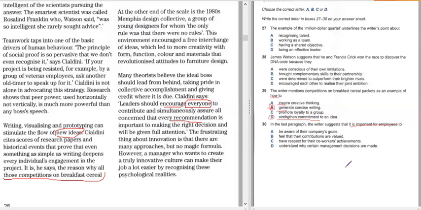Yes, you are assuming it, but still for goals, I don't see any word here, any synonym, or even any idea. Leaders should encourage everyone to contribute and simultaneously assure all concerned. However, it is talking about what leaders should do. But what is important for the employees? It is important for employees to make the contribution, to feel that their contributions are valued. But it said contribute, everyone to contribute. Contribute is there, but it is not that their contributions are valued.